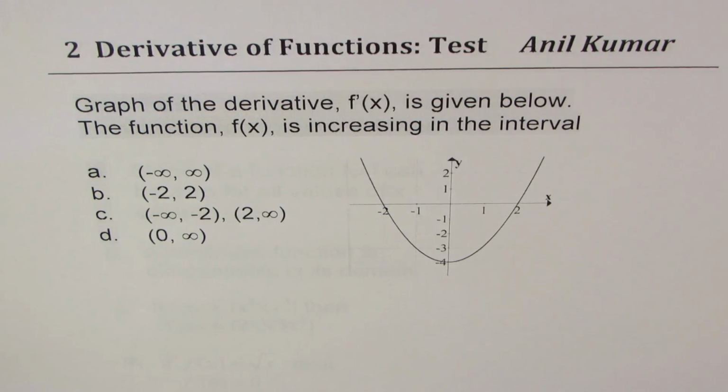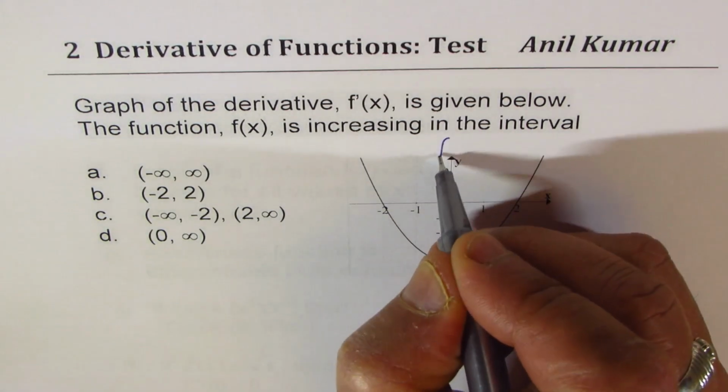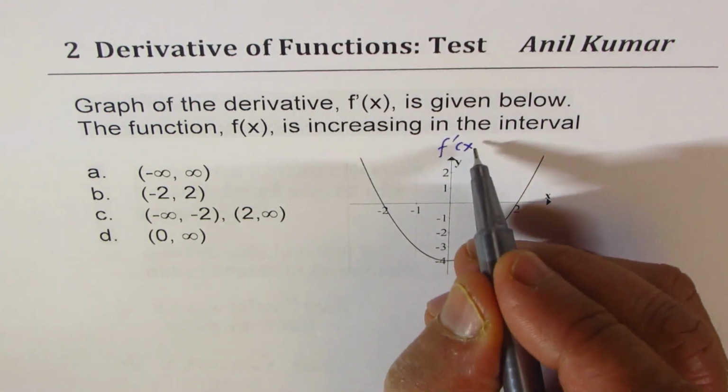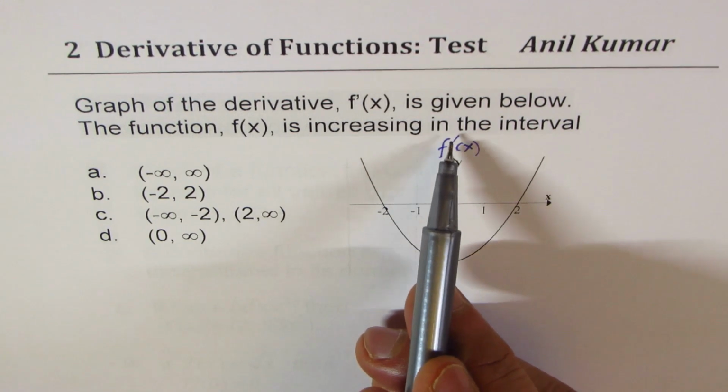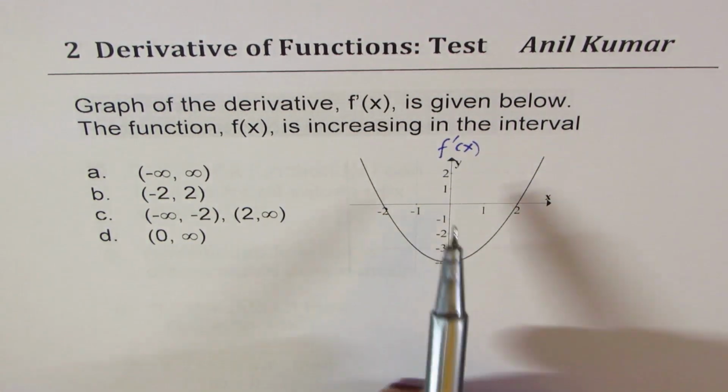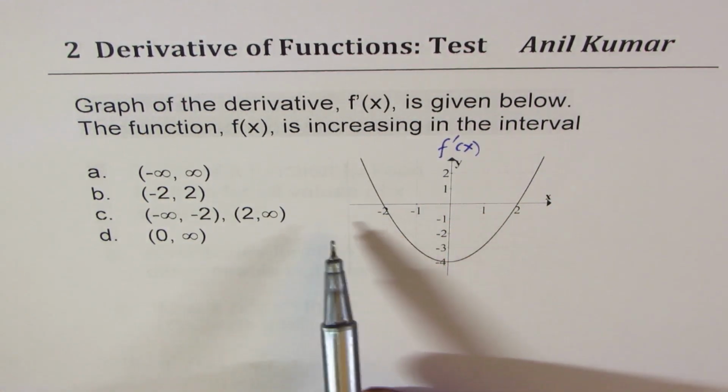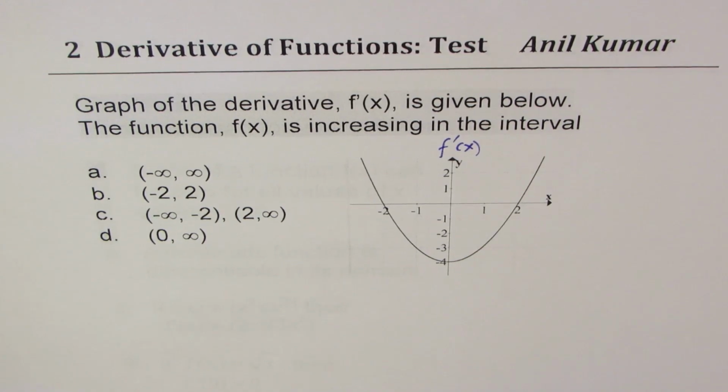Next question. We are given the graph of the derivative this time. So let's write f dash x. The function f of x is increasing in the interval. Which interval is the function increasing, right? So this is the graph of the derivative.